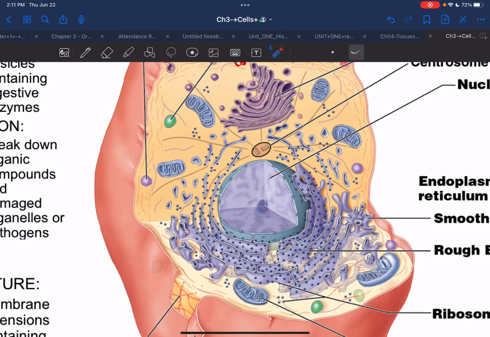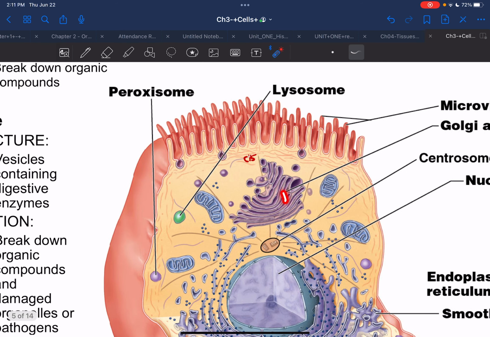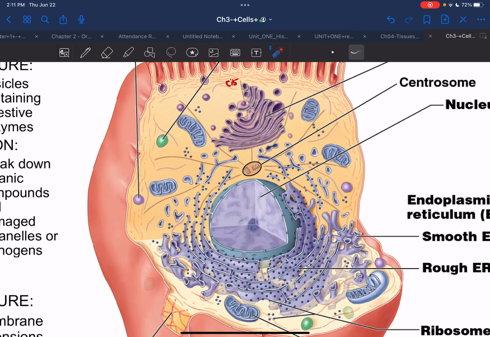Okay, nice. And so that's our narrative. Nucleus, rough ER, smooth ER, to Golgi apparatus. Golgi apparatus will send things to the surface of the cell. Its role is to transport things to the surface of the cell. Now, narrative number 2.